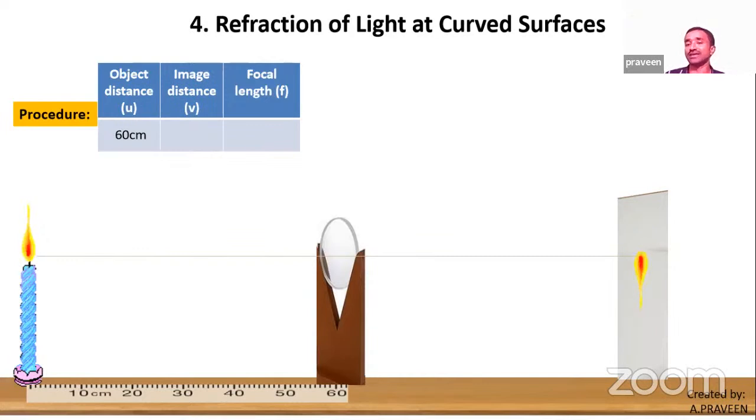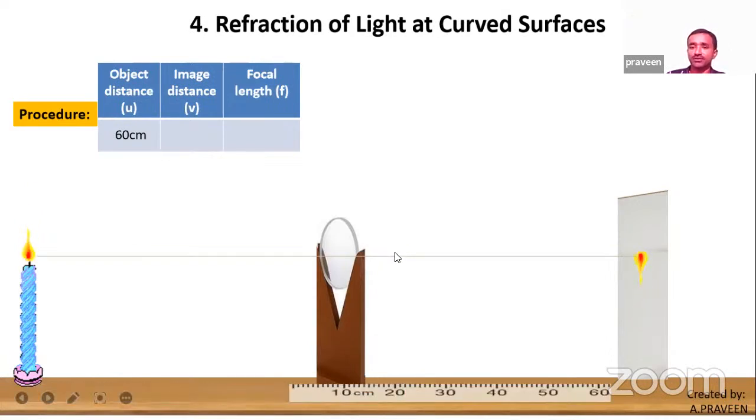Observe the characteristics of the image. Here it is enlarged or the same size, inverted or erect, and its position. We can comment on all these by knowing the distance. So measure the image distance here. It is exactly at the same distance, almost 60. It is at 60. So note down the image distance in the table.